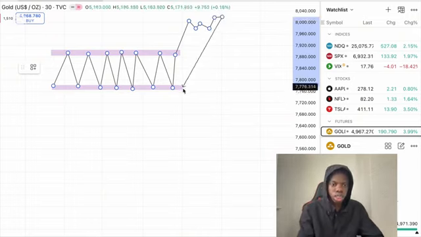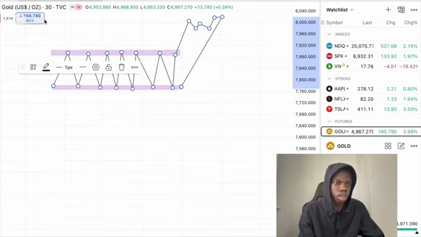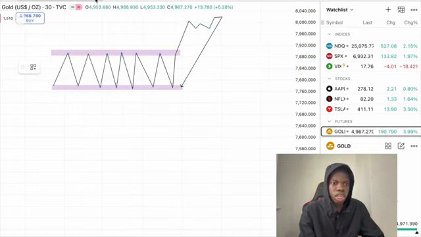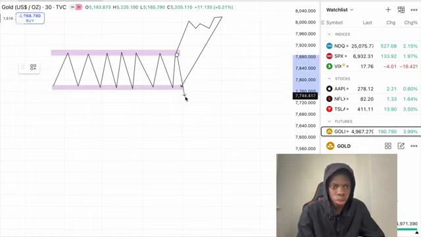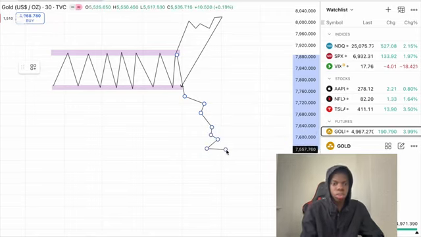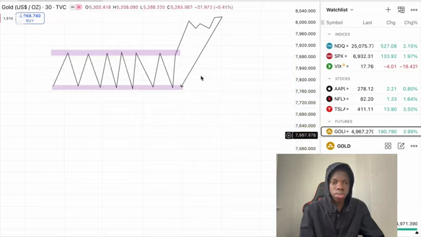But once it's, hold on, let me create another arrow. But once you see that it has been consolidating like this, and from here it breaks below, we'll say it's going on a bearish market. So it keeps going down. So yeah, basically that's just it.